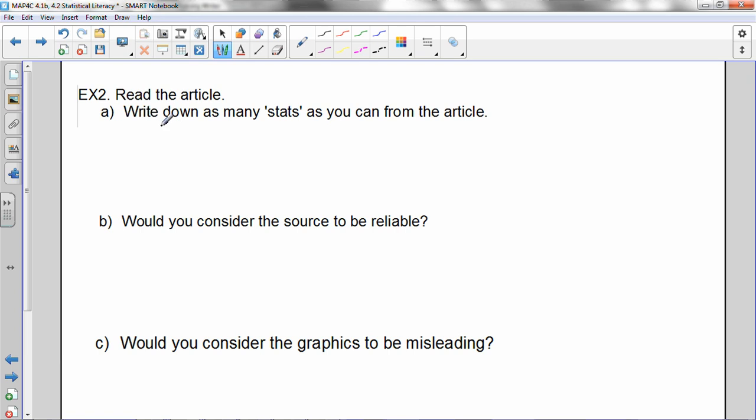Okay. Well, I'm hoping you actually did that. And the first thing is to write down as many stats as you can from the article. And this is all in words, but there's a lot of numbers there. There's a lot of information. I'm not going to write them all down. I don't expect you to.